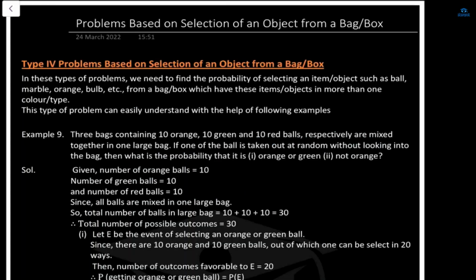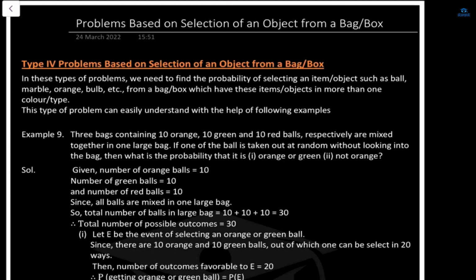Till now we were seeing problems based on probability. There were various different kinds of problems. We have seen problems based on tossing of a coin, then the dice problem, and then the cards problem. Now this is the fourth one: problems based on selection of an object from a bag or a box.